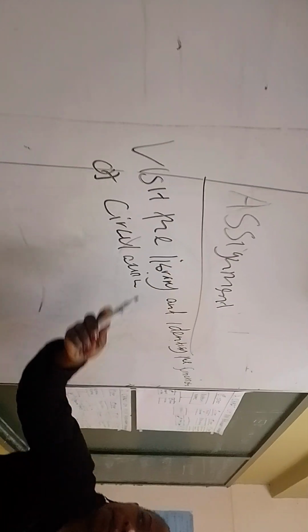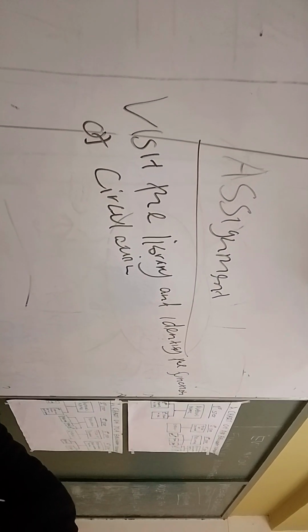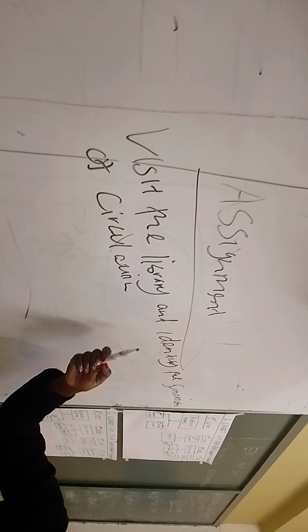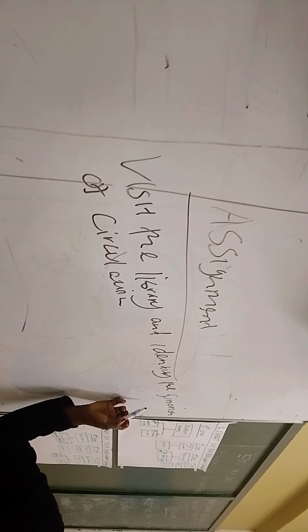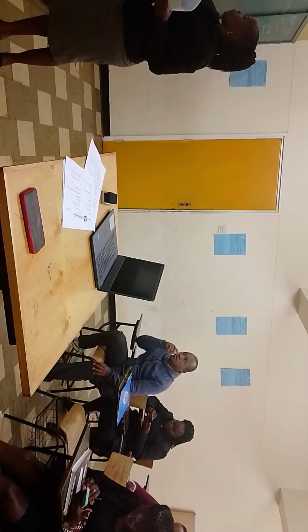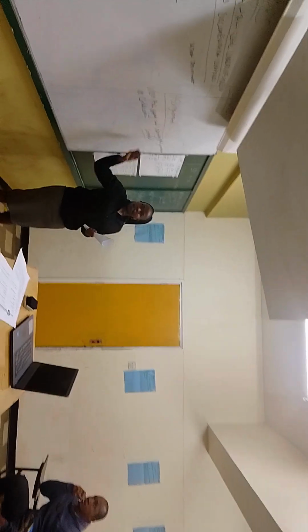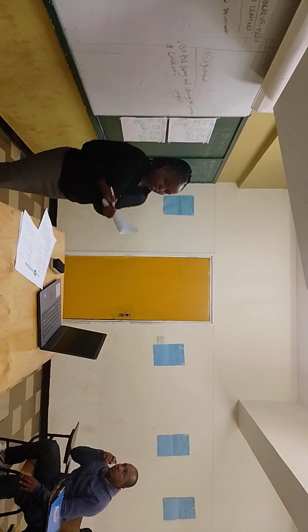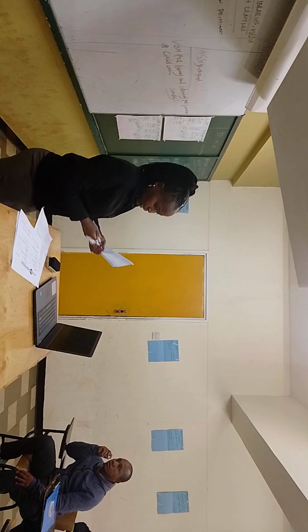Okay, I want to give you an assignment, which is written on the board. I want you to visit the library and identify the functions of circulation and the system they are using in circulation. This is 20 marks. It's an individual assignment. It will be your second card because we are done with the first card, which we did the presentations last week.